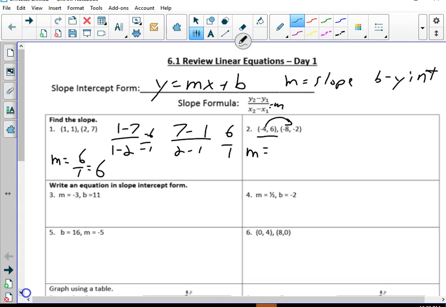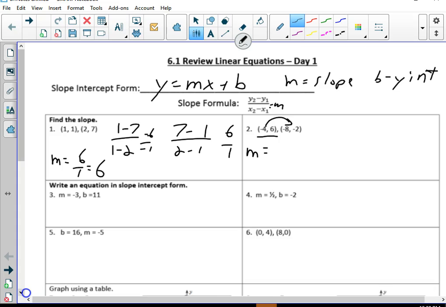Because what happens sometimes is, like, let's look at number 1, people will go round robin. They'll go 1 minus 7 and then 2 minus 1. You can't do that. That will lead you to negative 6, which is totally opposite direction. So you can't go round robin. You got to go in the same direction both times. So I'm going to go this way.